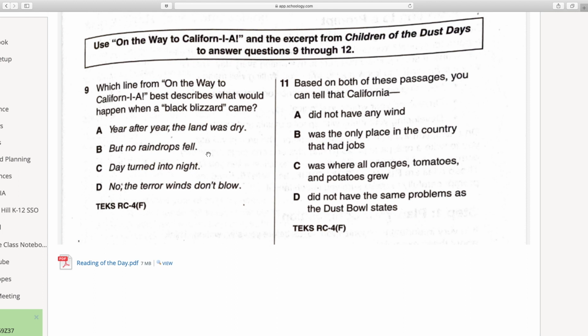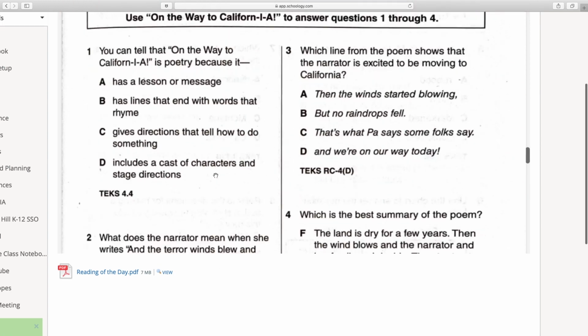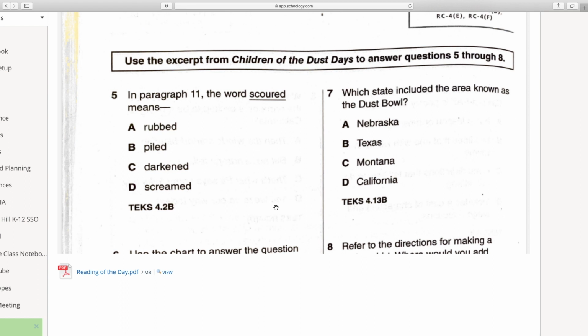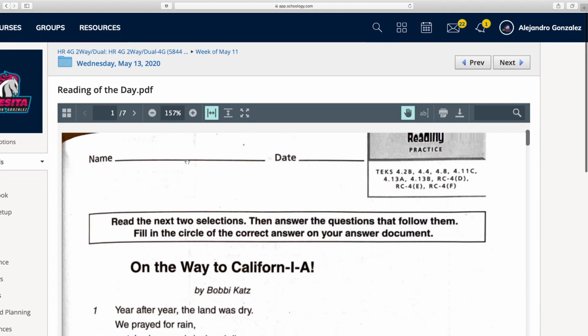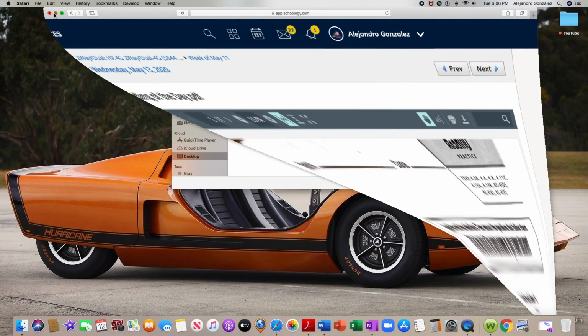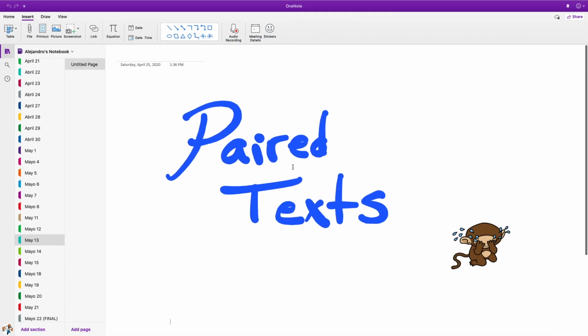Okay, be careful here. So let me repeat to you again. 1 through 4 come from the poem. 5 through 8 come from the expository piece. And 9 through 12, they are like a combination of the 2 readings. Okay, so please read the selections, the readings, at least twice, so you can comprehend the main idea. And actually you are ahead of the game because you already know something about the Dust Bowl, and it's gonna be a little bit easier for you. But still, I want you to read this twice.